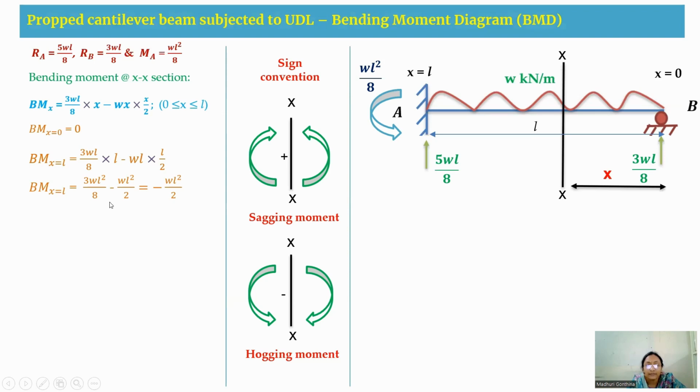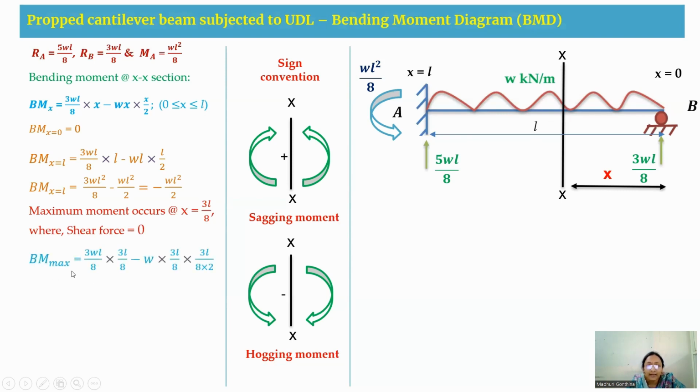So now to draw a bending moment diagram, we know at x equal to 0, it is 0. And at x equal to L, you are getting a negative value of minus WL square by 2. In the previous slide, we got the shear force to be 0 at x equal to 3L by 8. So where the shear force is 0, there you are going to get maximum moment.